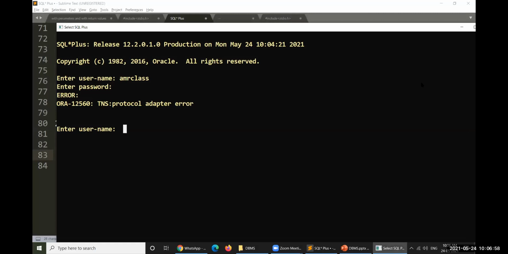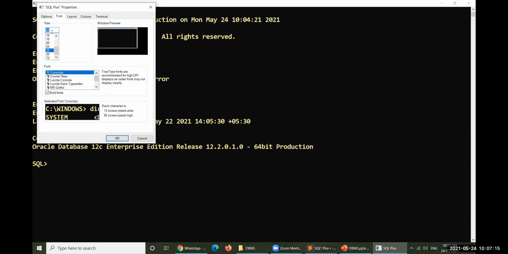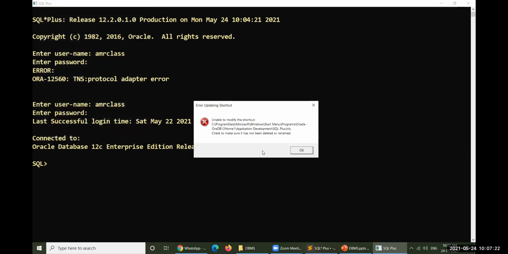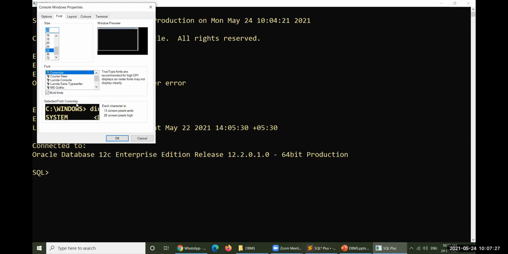Now let us examine the AMR class. So now it could be connected. Let me increase the size, then it could be visualized in a proper way. No problem, you can increase the size through properties and take the bold font.